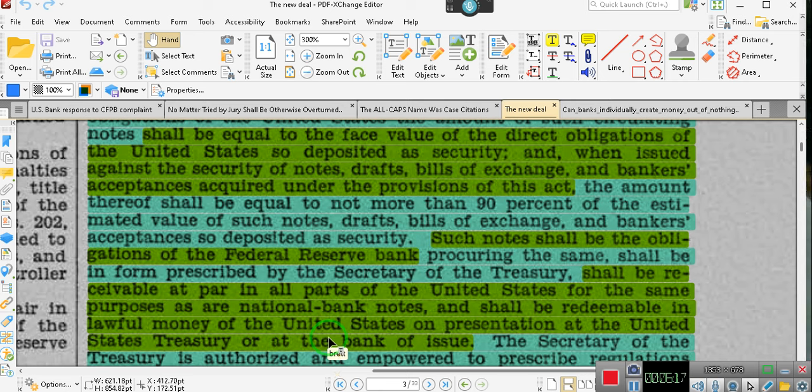Ladies and gentlemen, you don't deposit, you deliver it. Such notes shall be obligations of the Federal Reserve Bank procuring, receiving the same. Go ahead and look up the word procure. Parkour? No, procure. Parkour! I know parkour!